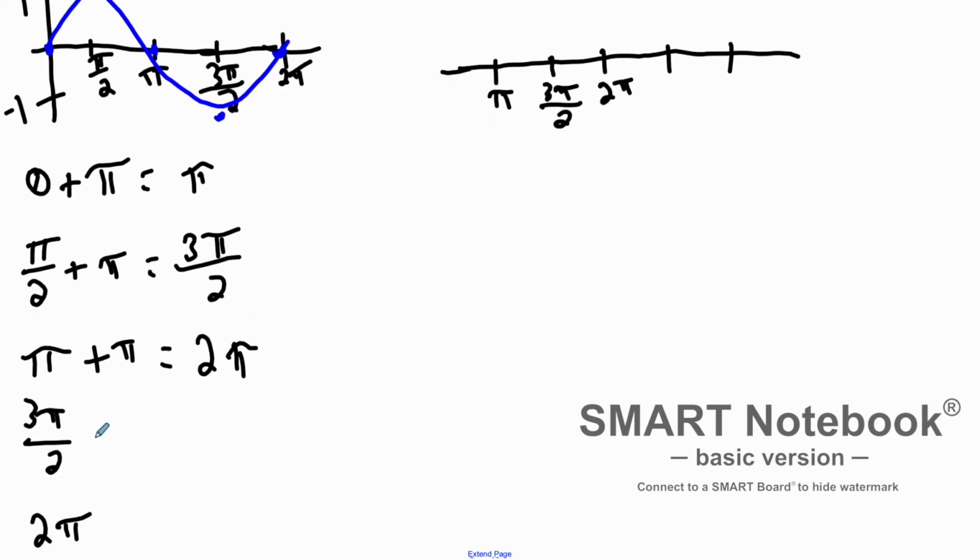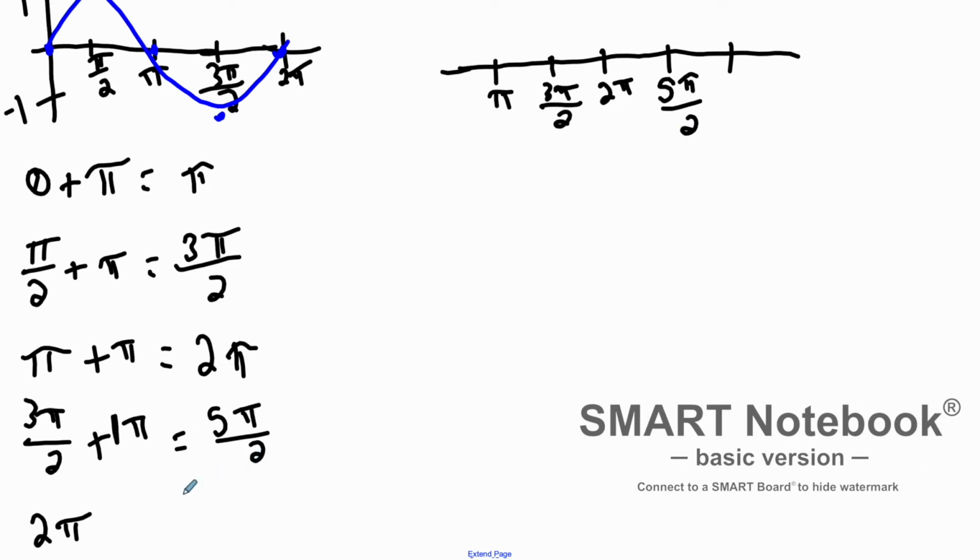Next up, 3 pi over 2 plus pi. And again, this is the same thing in your calculator. If you do 3 over 2 plus 1, this is like a 1 pi. So 3 over 2 plus 1. All right, so when you do that, you should end up with 5 pi over 2. All right, so that's our next point up here. Oops. 5 pi over 2.